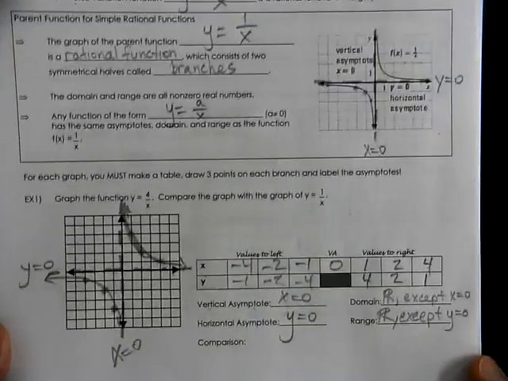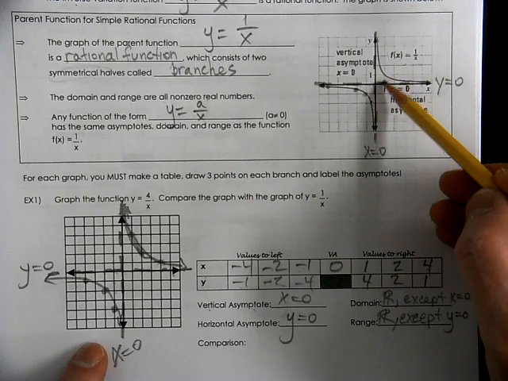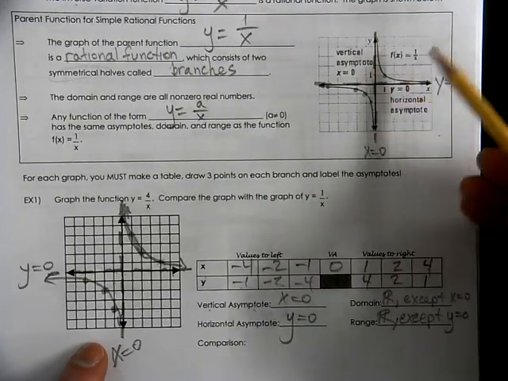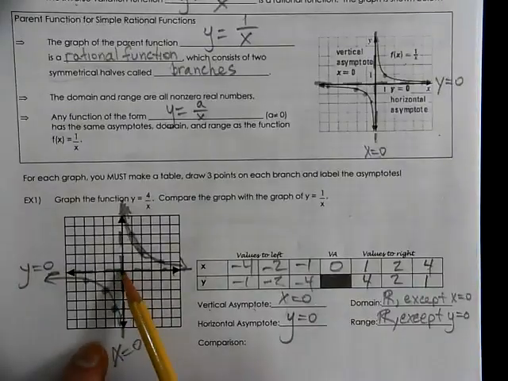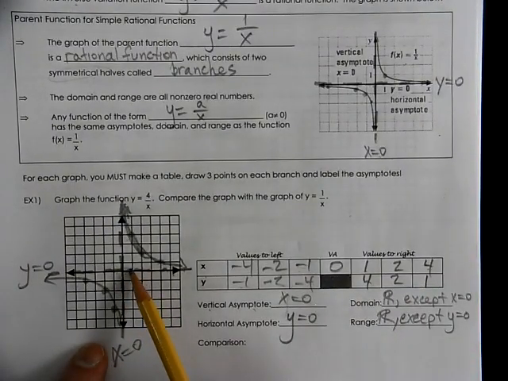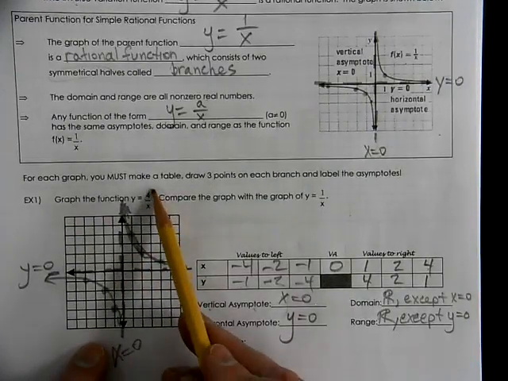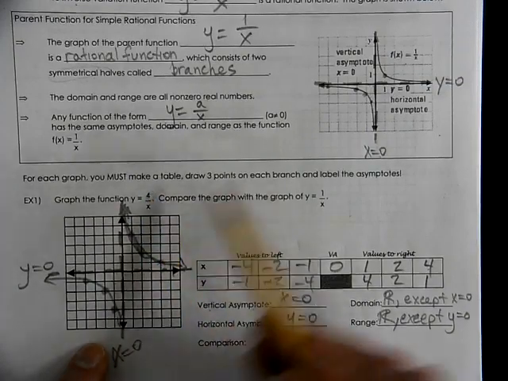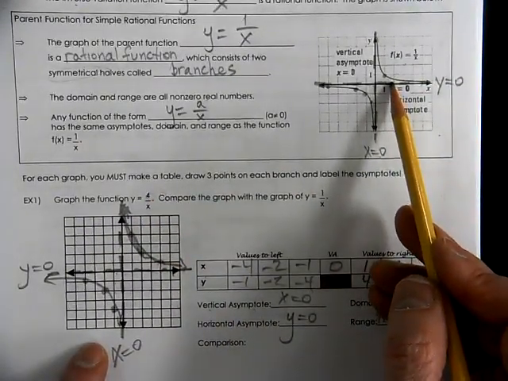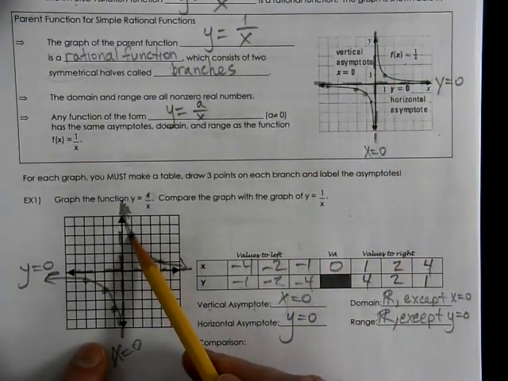Okay, let's take a look at comparing these two. Notice that I went over 1 and up 1. That was with this graph. But in this case, I'm going over 1 and up 4. So what happened with this graph compared to this one? Are they exactly the same? This is over 1 up 1. This is over 1 up 4.